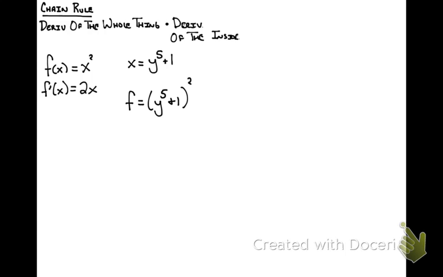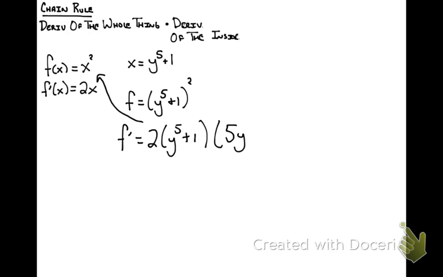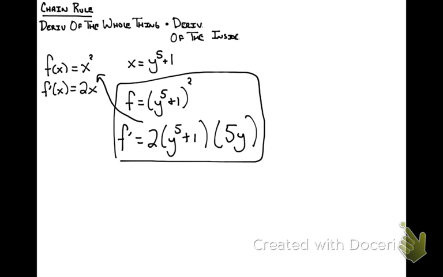And so the process is to take the derivative of the whole thing. Right? F prime would be equal to 2 times y to the 5th plus 1. And that portion is no different than what we did here using the power rule. But we also have to account for the inside. And the derivative of the inside, y to the 5th plus 1, is equal to 5y to the 4th. And this would be the expression for the derivative of this more complicated function.